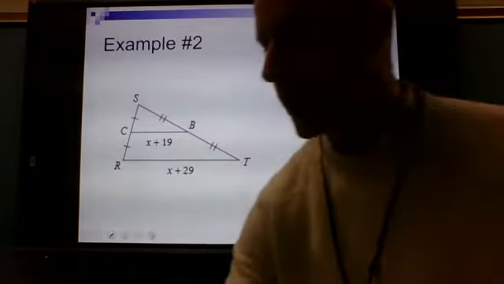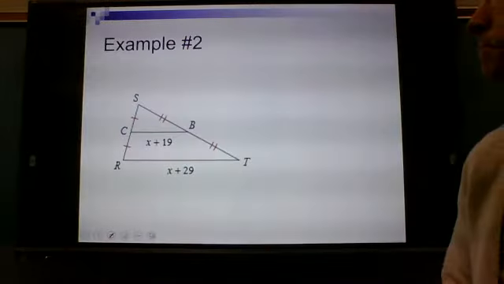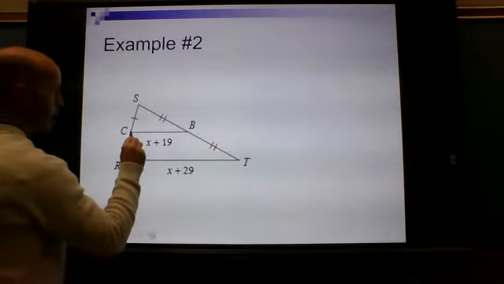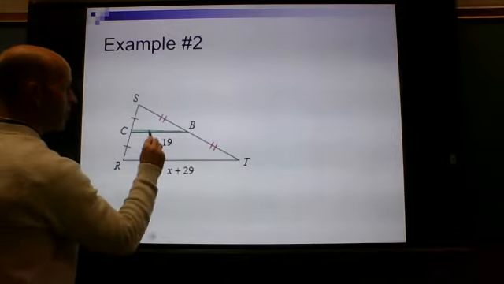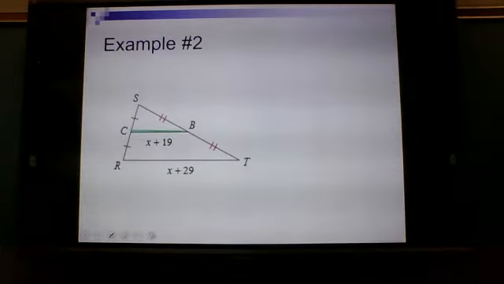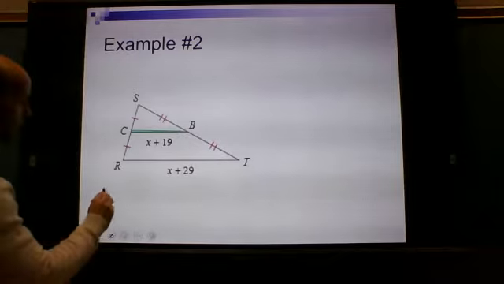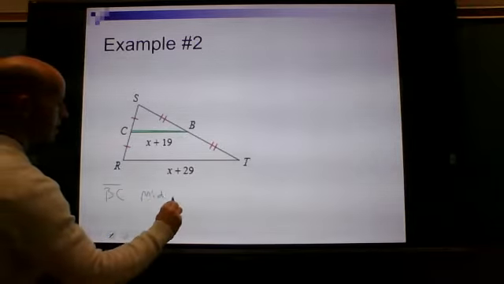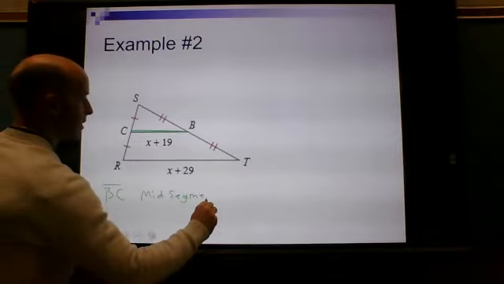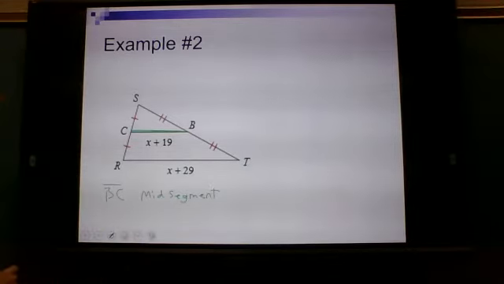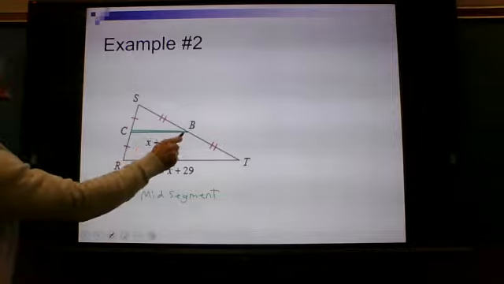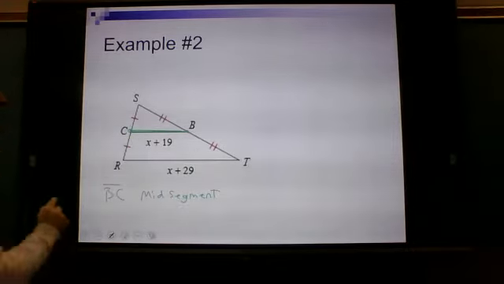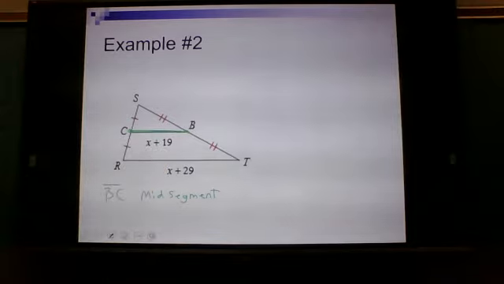So let's look at one that involves a little bit of algebra. Can you guys take a guess on what you think the name of this segment is right here? I hope that you notice that BC is what we call a mid segment. That's the big idea in section 5.1. It is a mid segment because it joins, this is a midpoint, that's a midpoint. This is a midpoint based on those markings. So this is a mid segment.